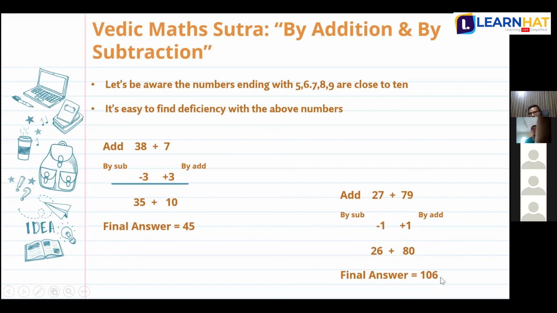100 plus 6, 106. Clear? So like that, you should find the deficiency for your right digit number, whether it could be a 2 digit or 1 digit or 3 digit. Find that deficiency plus 3, plus 2, plus 1, whatever may be the sum. Put the same number here with a different sign and then solve it. You get the answer. Okay.